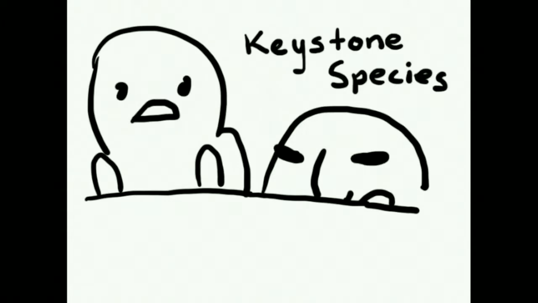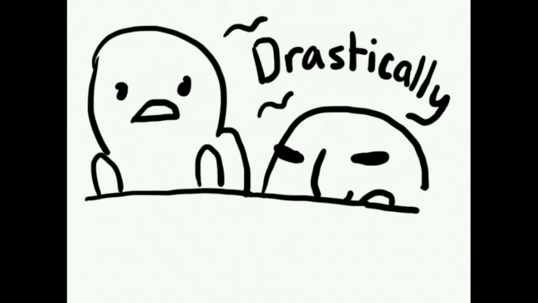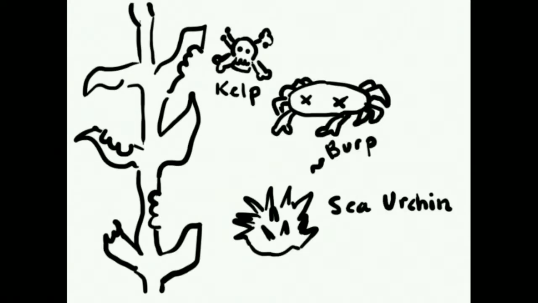Otters are a keystone species. Other species in an ecosystem largely depend on them. If otters were to be removed, the ecosystem would change drastically. Take a look at this. This thing, if left unchecked, can ruin the entire ecosystem. It'll eat all the kelp, and without the kelp, the crabs will die. Without the crabs, the fish will die, and the food web will fall apart.